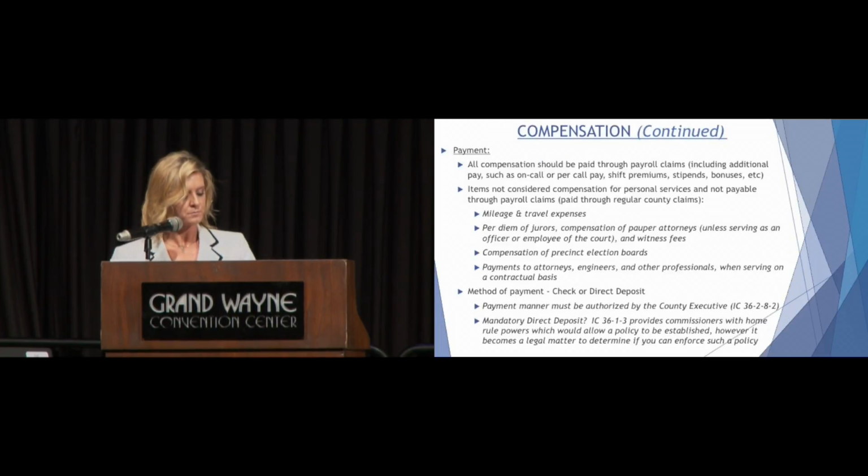Payment of salaries. All compensation should be paid through the payroll claims process, including additional pay such as on-call or per-call pay, shift premiums, stipends, or bonuses. The following items are not considered compensation for personal services and should not be paid through the payroll claims, but should be paid through the regular county claims process. Those items would be mileage and travel expenses, per diem for jurors, compensation for pauper attorneys, unless serving as an officer or employee of the county, and witness fees, compensation for precinct election boards, payments to attorneys, engineers, and other professionals when serving on a contractual basis.